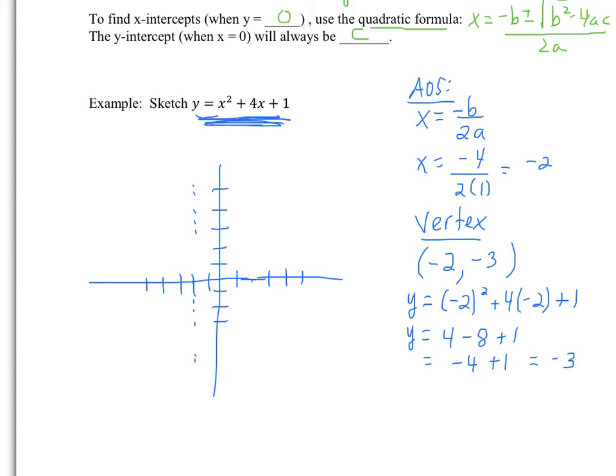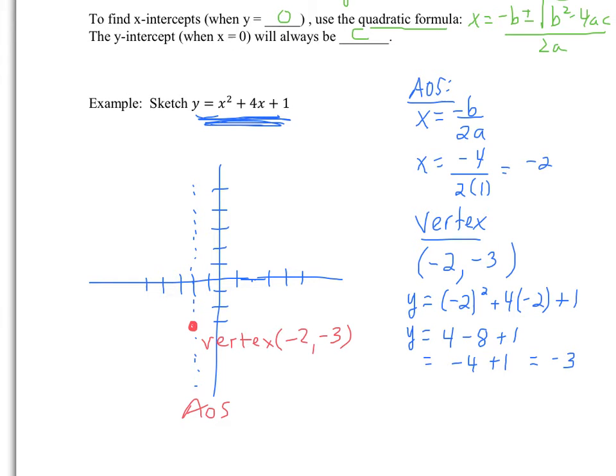You know, from time to time, like I always say, I'll be making intentional mistakes, and that was certainly one of them. Just to make sure you're awake and paying attention. You're right. So -2 and -3 is over here. So this is our axis of symmetry, and this is our vertex, -2, -3.